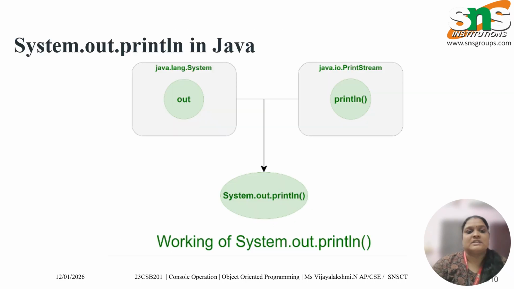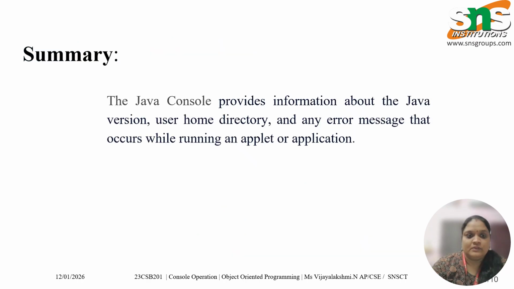And the next is what is system.out.println in Java. In the java.lang.System library we are using out, which is a java.io.PrintStream. In this we are using the function called println, and system.out.println displays everything I have read so far on the output screen. That is the use of system.out.println.